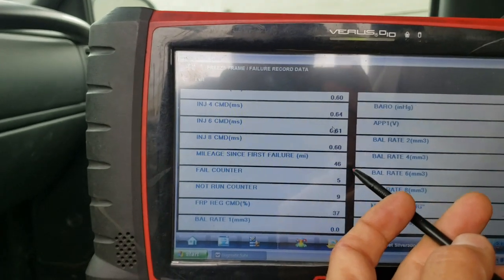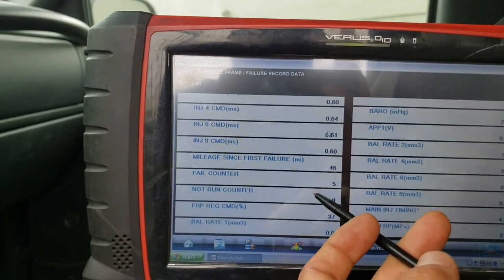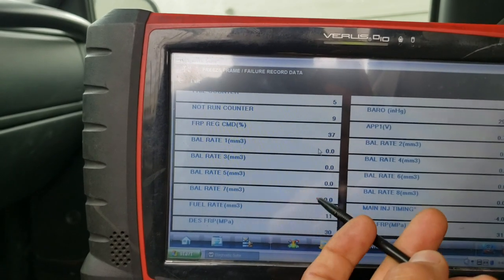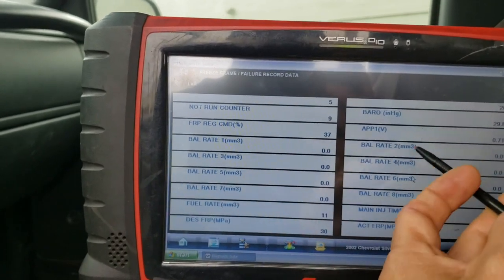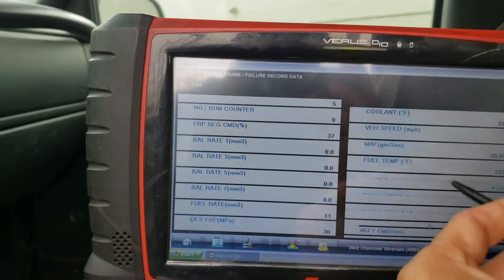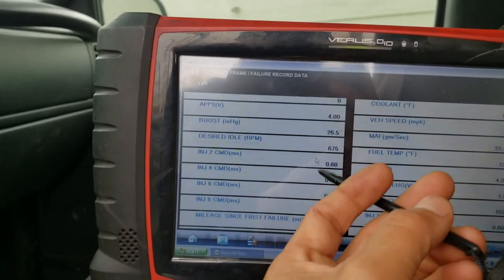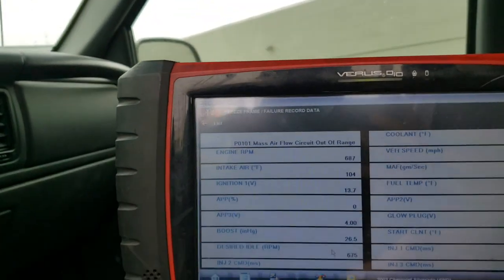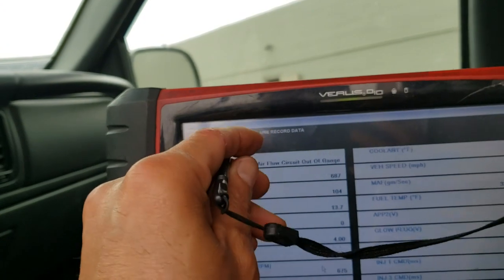46 miles after we cleared the code, that one appears. So it's something not very common. Well, it's not a hard failure. So probably we'll check the wiring and do a wiggle test, that kind of stuff, and find out what's going on there.